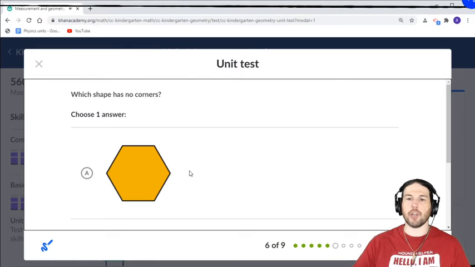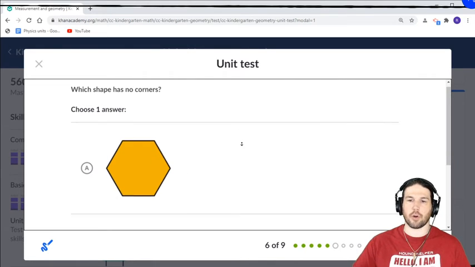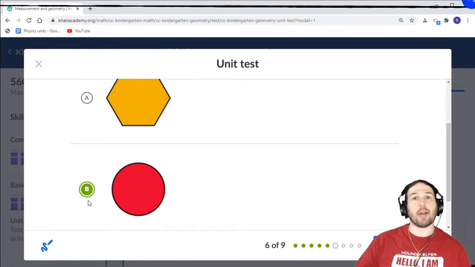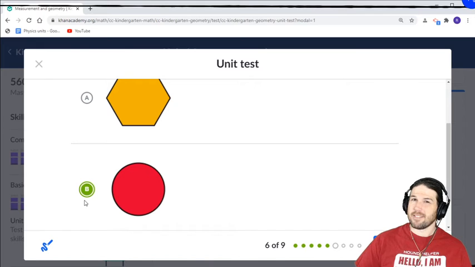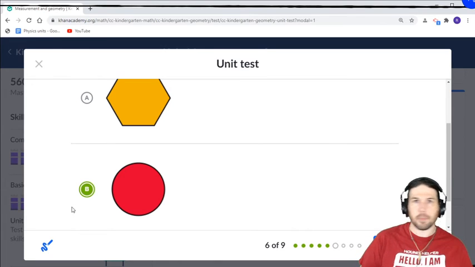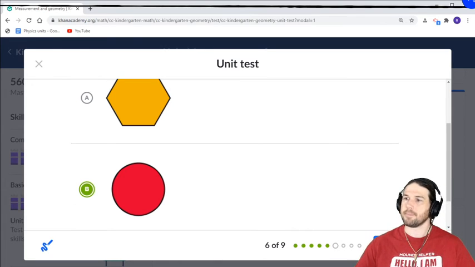Which shape has no corners? Well, that clearly has several corners. That one has none. It's round. Round means no corners, sort of. Like an oval doesn't have any corners, and it's not quite round. So clearly round doesn't just mean no corners. These are the kinds of questions you should be talking about with your kids.